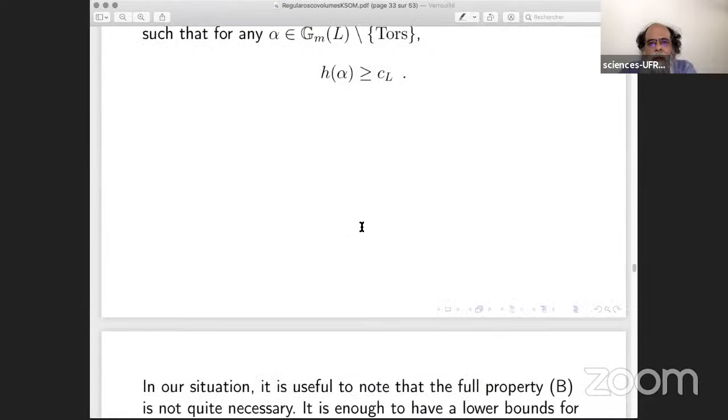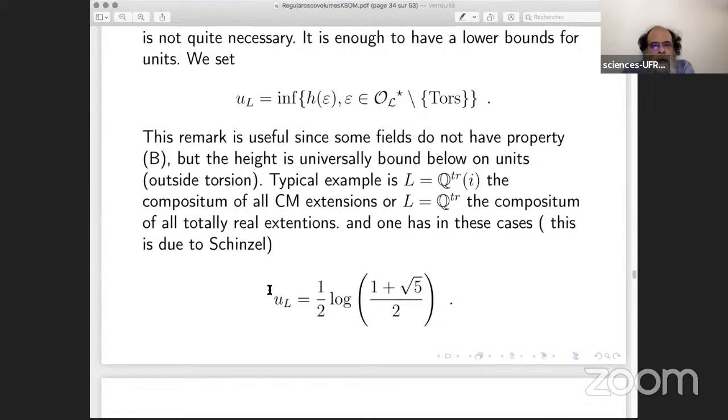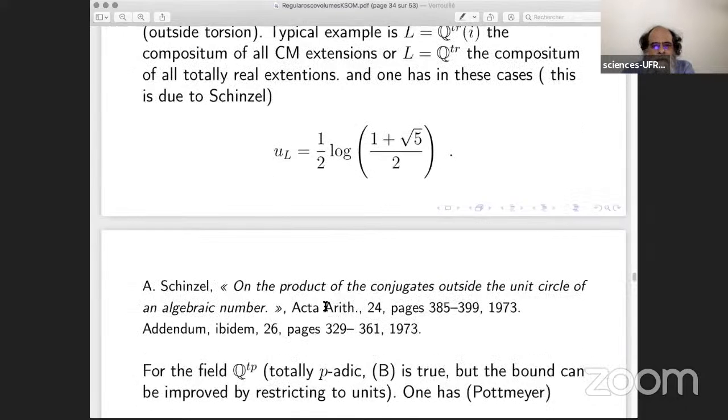So there are plenty of fields which have this property. Some example is the abelian closure. This was proven by Amoroso and Dvornicich. You have also the totally real field. This was proven by Schinzel. Or if you restrict to units, it's not true for non-units, but if you restrict to units, it's true also for the composite of all CM extensions. And in those cases, you have this explicit number that comes from the golden ratio. And so I give you the reference.